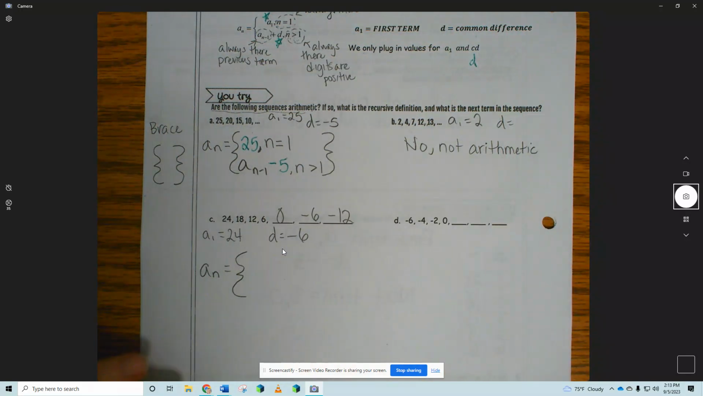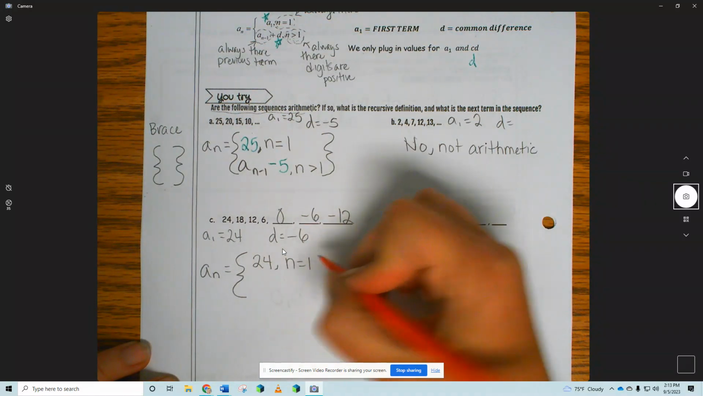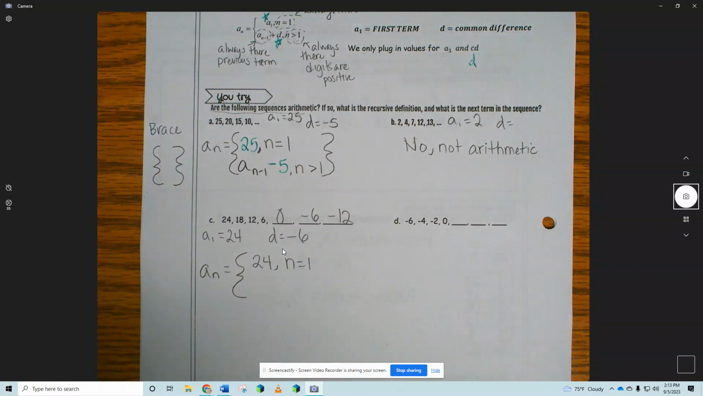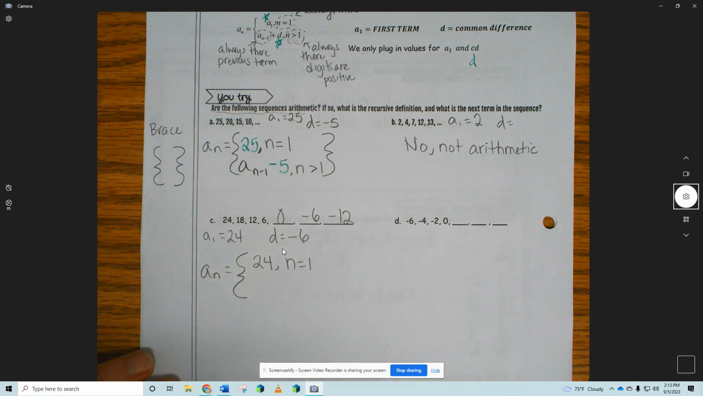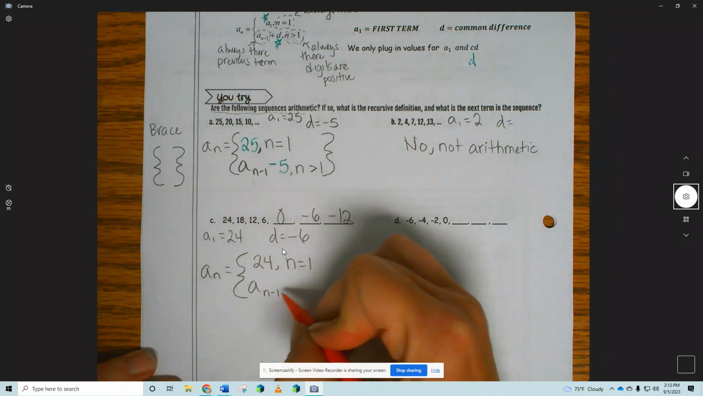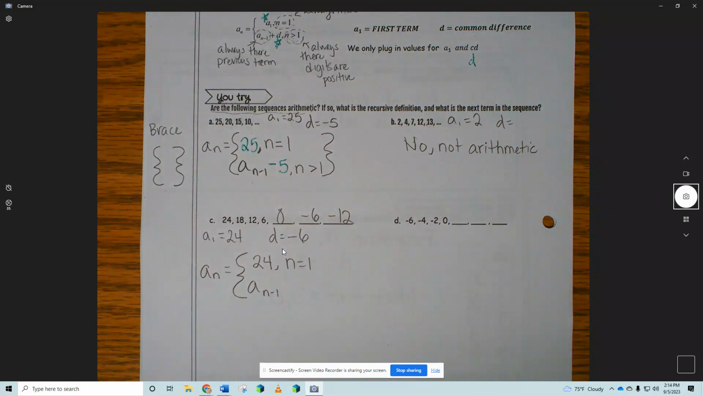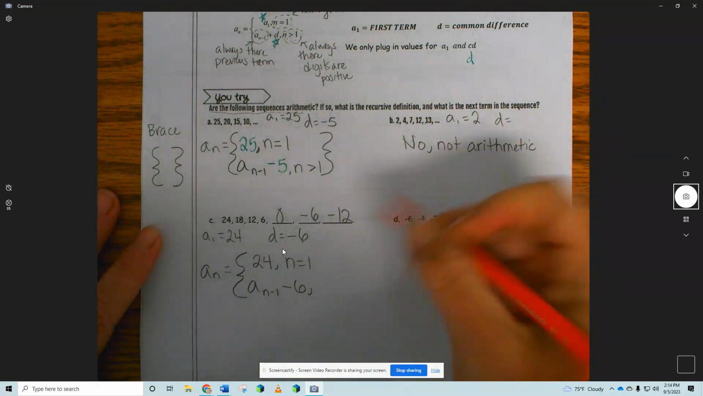First row, I put the first number on my list, comma, n equals 1. That has to be there. The 24 I plugged in. That's the A sub 1, first term. Okay, second row, I have to write A sub n minus 1. That's part of the formula. Okay, how does my list change? Going down by 6, minus 6. So I'll put a minus 6, and then the n is greater than 1.